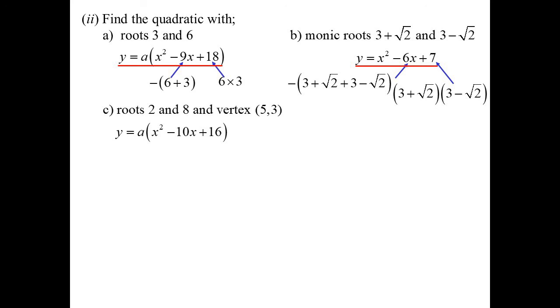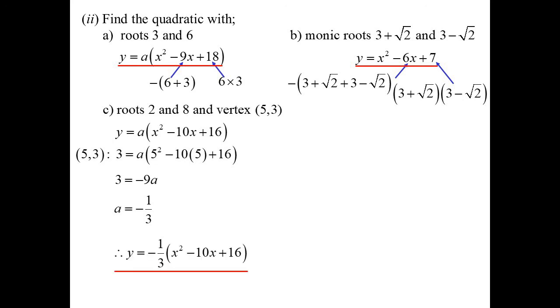I now know it goes through 5, 3. So let's substitute that in, and we'll see what multiple of that we've got. So I'm trying to find A. A in this case is, what's that, -1/3. So there's my quadratic. Y equals -1/3, x squared minus 10x plus 16.